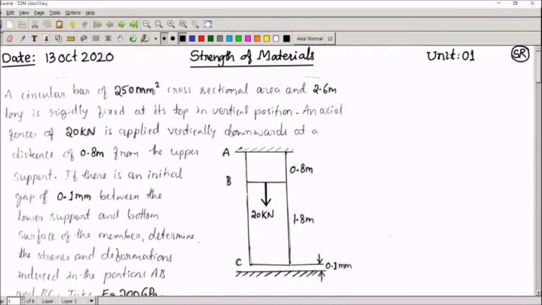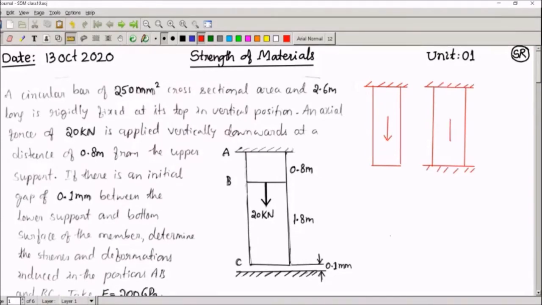Determine the stresses and deformations induced in the portions AB and BC. Take E equal to 200 gigapascal. To solve this problem, we have to take the problem in two different cases. First case, we already know if there is a case like this, a bar fixed here and applied with a load like this, we know how to solve it. And also we know if the same bar is fixed at both ends, then if we consider the same load, then also we know how to solve it. The current problem is a combination of these two.